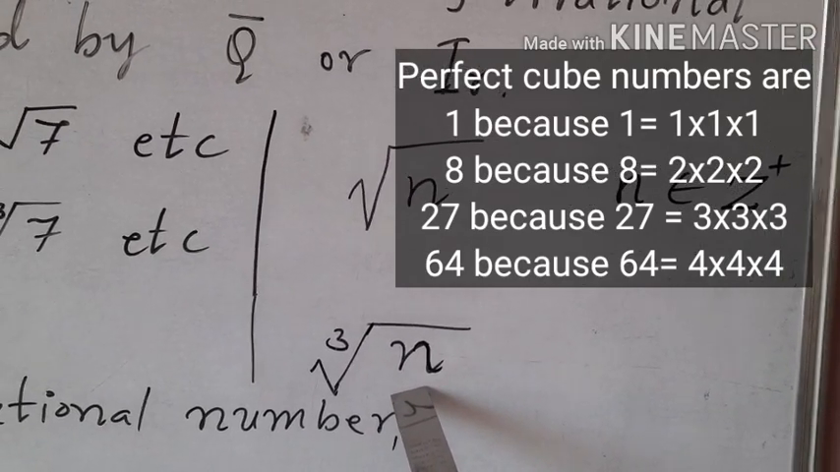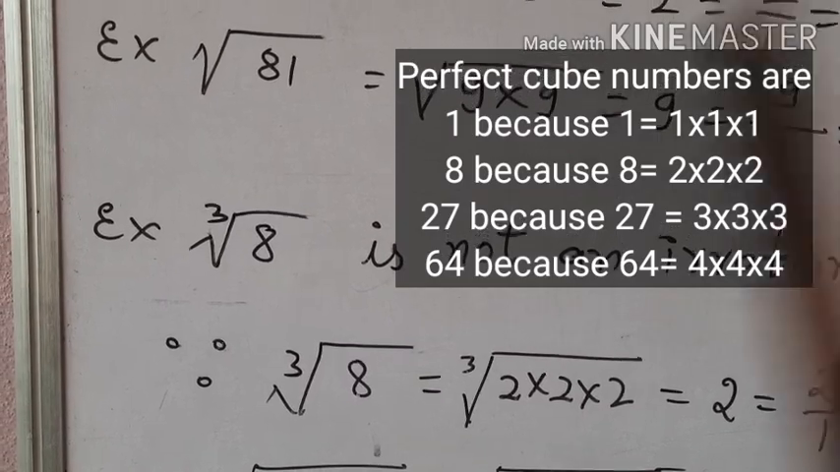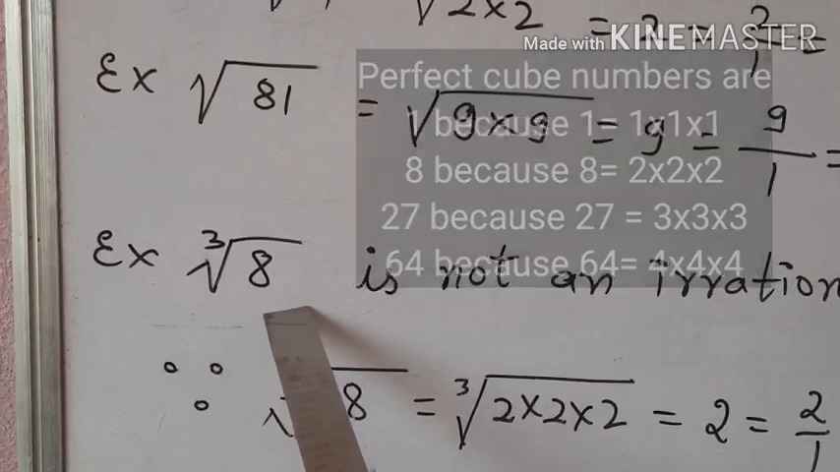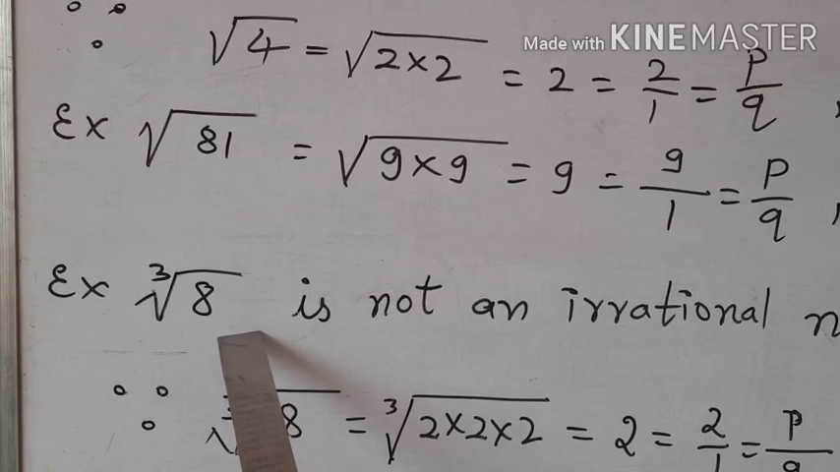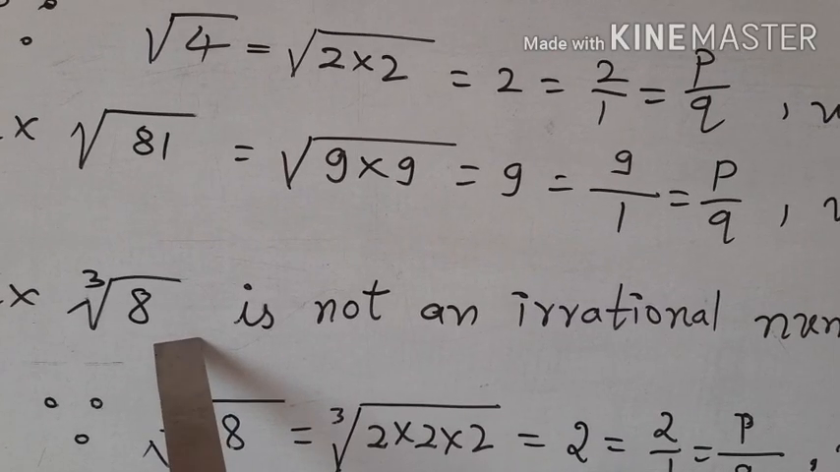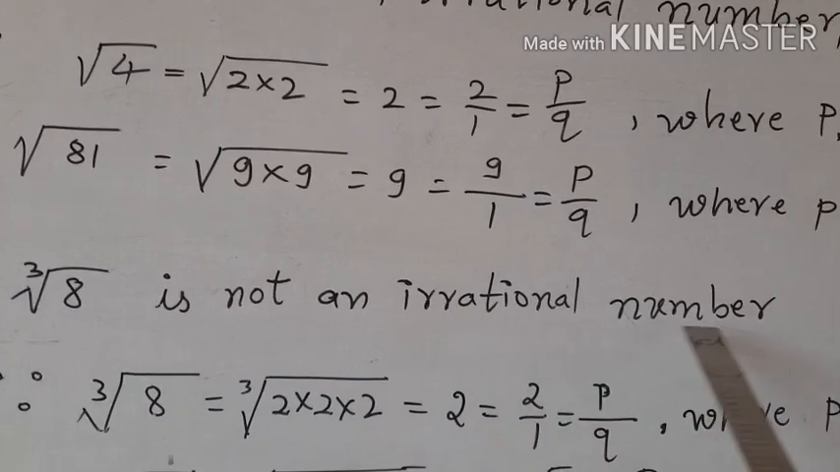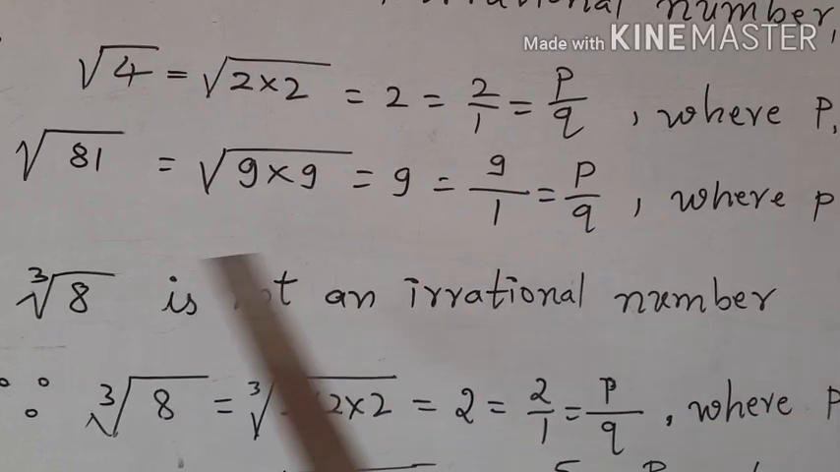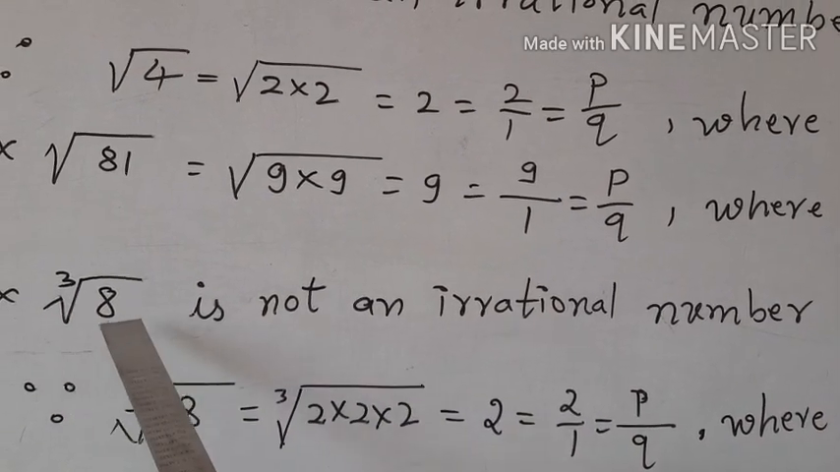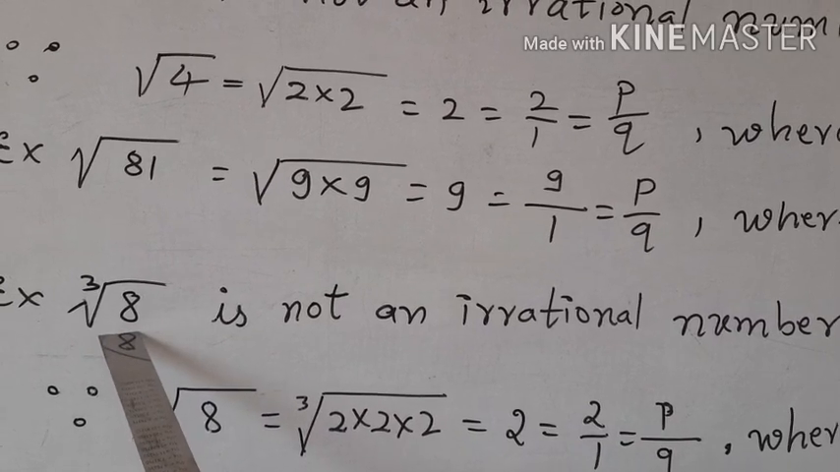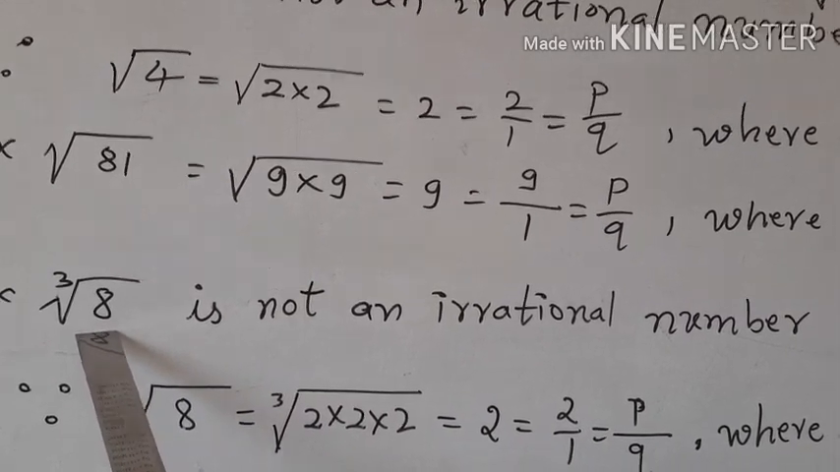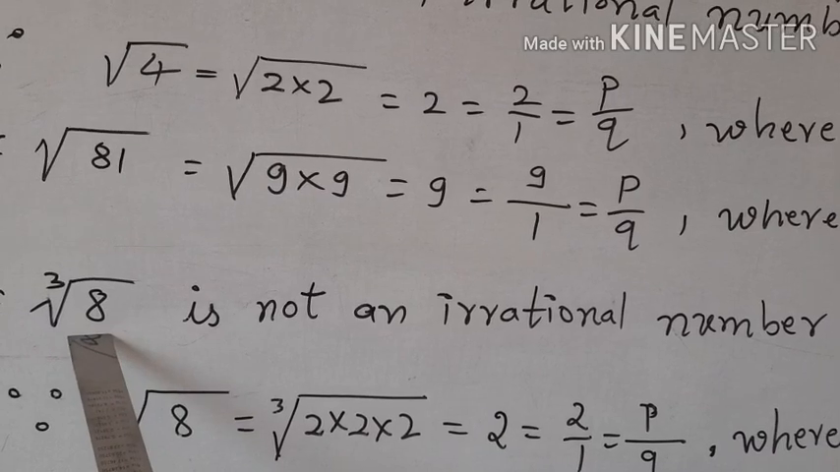Let us see an example. Cube root of 8. Is cube root of 8 an irrational number or rational number? Cube root of 8 is not an irrational number. You may question me, sir, cube root of 8 is under the cube root mark, therefore it is an irrational number. No, it is not an irrational number.